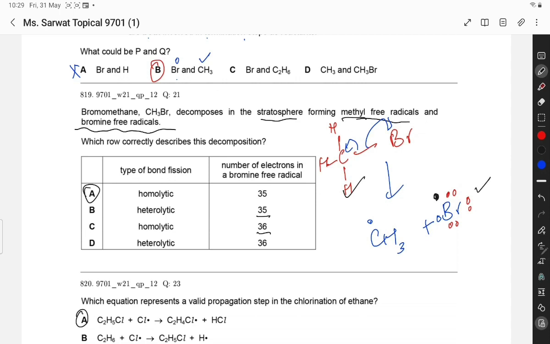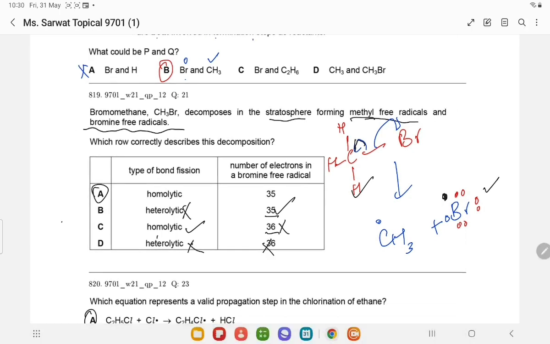This is homolytic fission because molecules break down by taking its own electrons and get separate. So in homolytic fission, there is no change in the number of electrons in the bromine radical, so that's why A option is correct. Not heterolytic, homolytic same, no change in number of electrons. So no heterolytic and no change in electrons, so that's why A option is correct option.